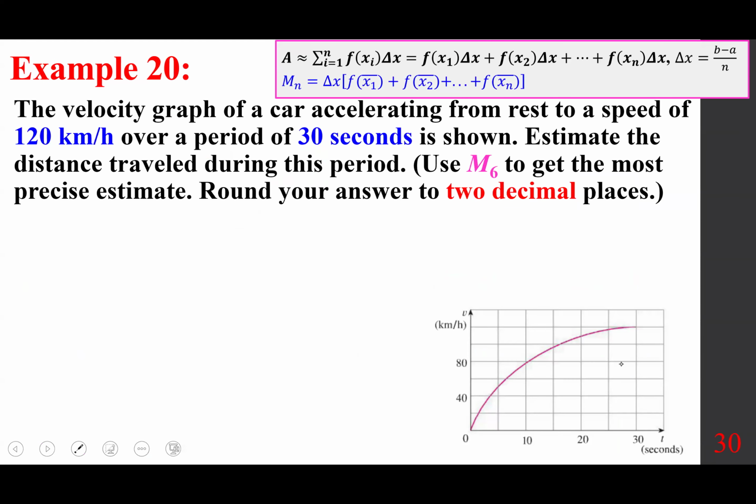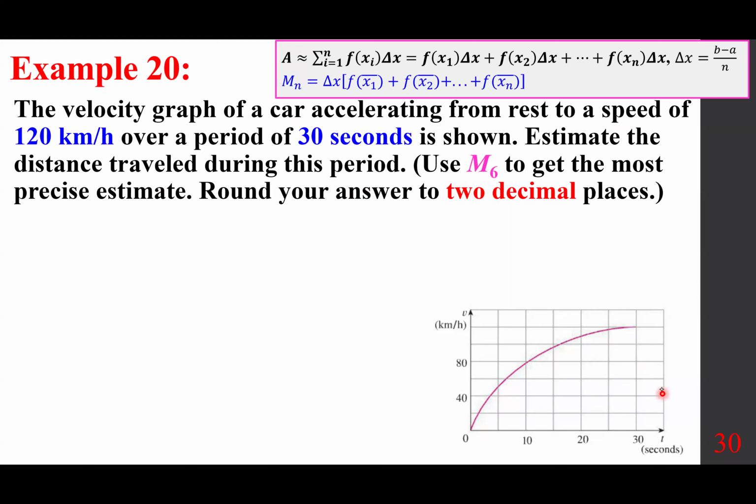Another way of calculating this, an application of that, finding the area, approximating the area, is here by finding the answer for this velocity. The velocity graph of a car accelerating from rest to a speed of 120 kilometers per hour over a period of 30 seconds is shown. So it takes 30 seconds to get to that speed. Estimate the distance traveled during this period, the first 30 seconds.